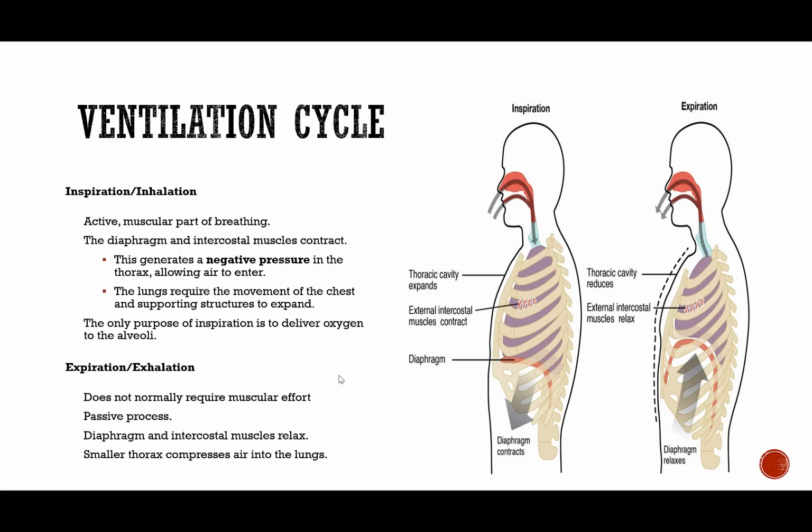But ultimately what you need to know is during inspiration or inhalation, you'll hear both terms, the diaphragm contracts, and so do the intercostal muscles. And we have negative pressure. During expiration or exhalation, the diaphragm and intercostal muscles relax, and the thoracic cavity reduces. That means your thoracic cavity just gets smaller because it's not expanded, right? It's pretty simple, pretty straightforward.